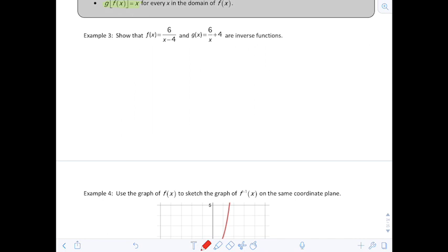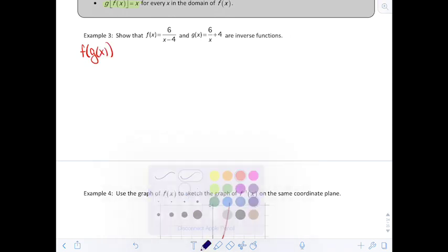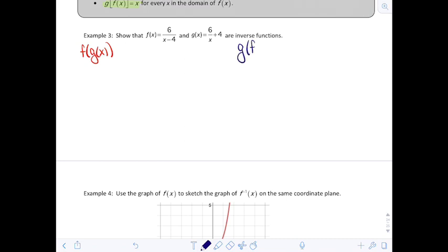So as I look at example 3, I have f of x and g of x. f of x being 6 over x minus 4. g of x is 6 over x plus 4. So I'm going to do f of g of x and see what I get. And then over here, I'm going to do g of f of x. And these can look pretty scary when you're substituting, but just kind of press through, cling to those algebra rules. And if they are inverses, it's going to turn out really nice. Nice things will happen and cancel.